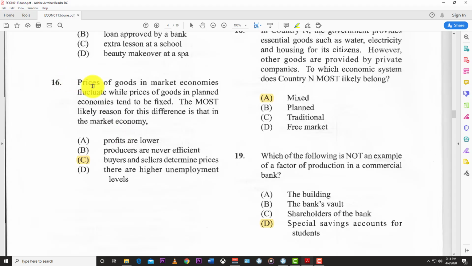Number 16, prices of goods in the market economies fluctuate while prices of goods in the planned economy tend to be fixed. The most likely reason for this difference is that in the market economy, buyers and sellers determine the prices. That's what makes the market economy. Buyers and sellers, the market forces, supply and demand, determine the prices.